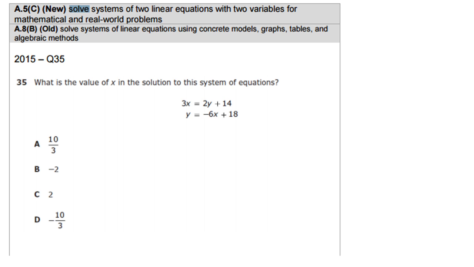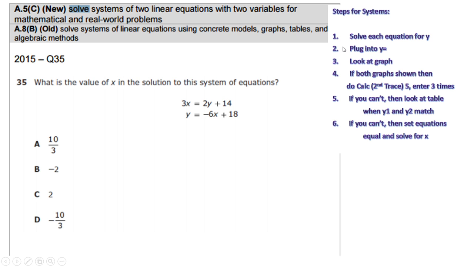So we have 3x equals 2y plus 14. And then we have y equals negative 6x plus 18. The first thing we're going to do is check our steps. We need to solve each equation for y. Now, which one of these equations is not already solved? Would it be your first equation or your second equation?